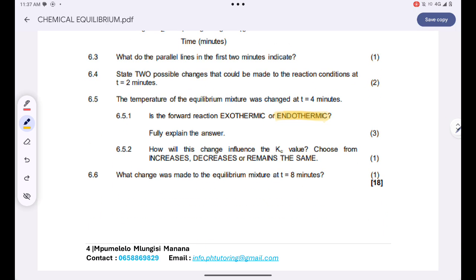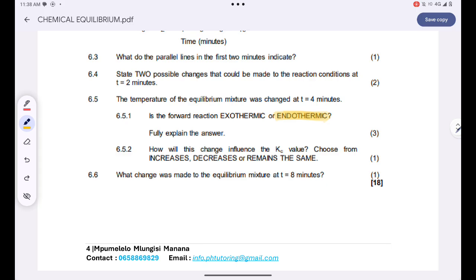Okay. And then now we are being asked, how will the change influence the Kc value? Choose from increase, decrease, or remain the same. Since the forward reaction is endothermic, if we decrease temperature in an endothermic reaction, please note that our Kc value will also decrease. If you decrease temperature in an endothermic reaction, the Kc value will also decrease.